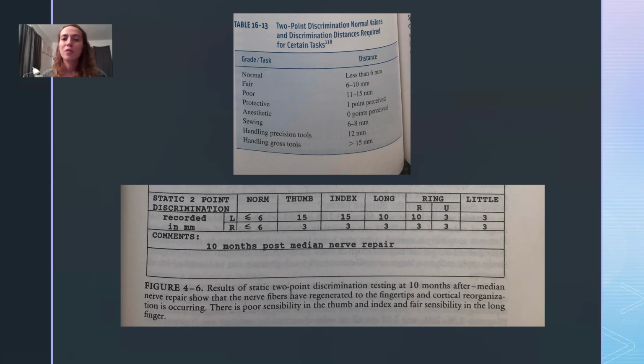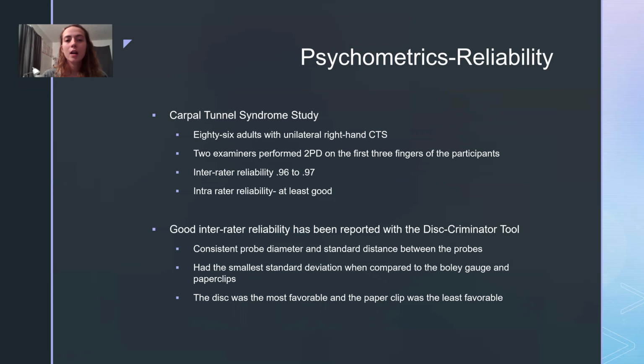Okay, so now reliability. I did find one study on carpal tunnel syndrome. It was done with 86 adults with unilateral right hand carpal tunnel syndrome. There were 2 examiners who performed the 2-point discrimination test on the first 3 fingers of the participants, which shows what I proved earlier: you really test the fingers that you're looking for the diagnosis in. They had inter-rater reliability of 0.96 to 0.97, which is good, and they had intra-rater reliability that was at least good or even better than that.